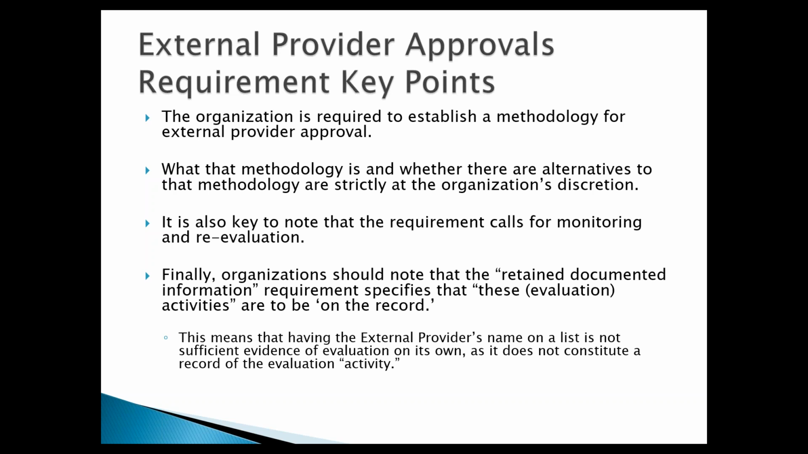And lastly, again, I want to make sure we're not missing the inclusion of the phrase retained documented information. Again, a record. And it states that retained documented information of these evaluation activities has to be on the record. And that is very, very important terminology on the part of the standard. It means that having the external provider's name on a list is not sufficient evidence of evaluation. It does not constitute a record of evaluation activity. How did you get this external provider to the point of being approved? Not just who is the approved external provider. Very key distinction. And again, it comes down to records of these evaluation activities having to be maintained.